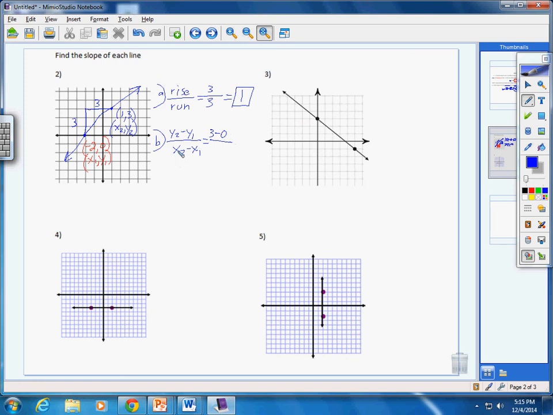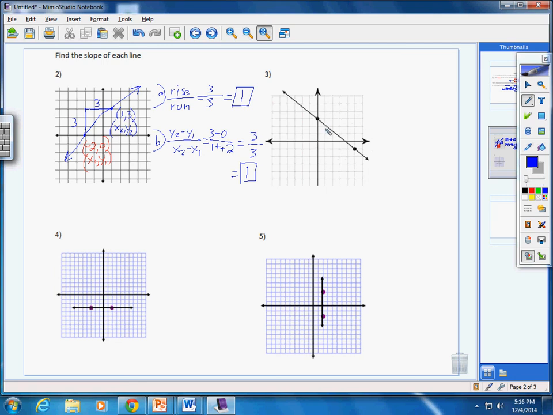Now you divide it by, what is x2? That is 1 minus, and what is x1? That is negative 2. So you're doing a 1 minus a negative 2. Hopefully you remember that a double negative makes a positive. So let's simplify this. It's 3 over 3, which is, of course, 1. So if you notice, it doesn't matter which method you use, A or B, you're still going to get the exact same answer.